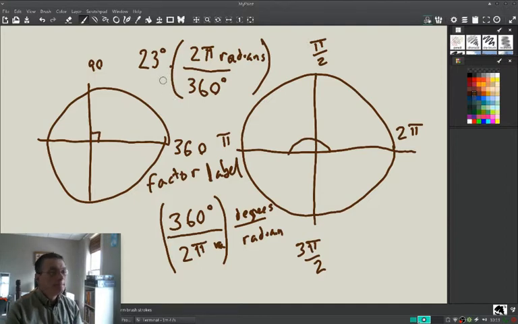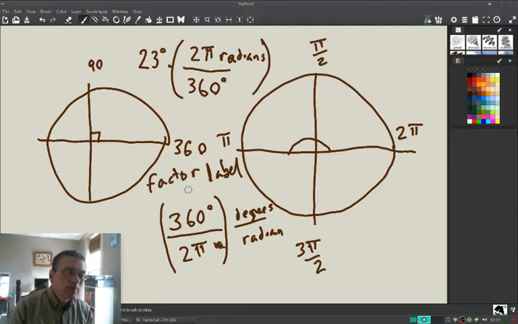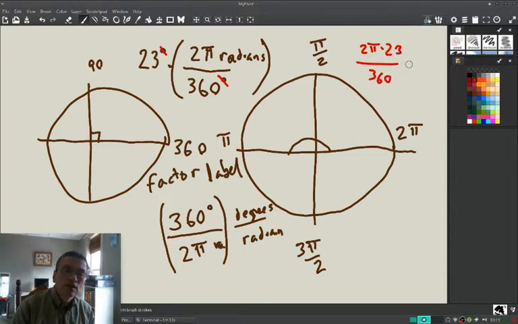Alright, so we want to change 23 degrees into radians, and for that we multiply it by this factor. This will cancel out the degrees, and we'll be left with radians. So 23 degrees is 2 pi times 23 over 360 radians.